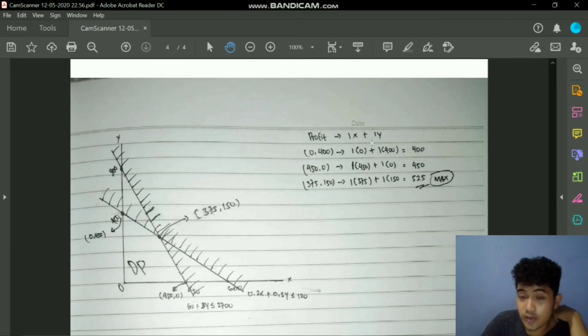To search the profit we get 1x plus 1y, or just x plus y, and we put those coordinates into x plus y. So we get 0 and 400 is 400, and 450 is 450, and 375 and 150 is 525, and that is the maximum profit for number 3. And I think that's all from me.